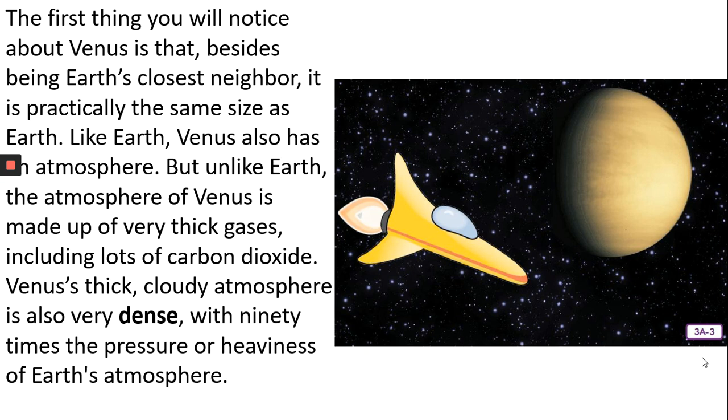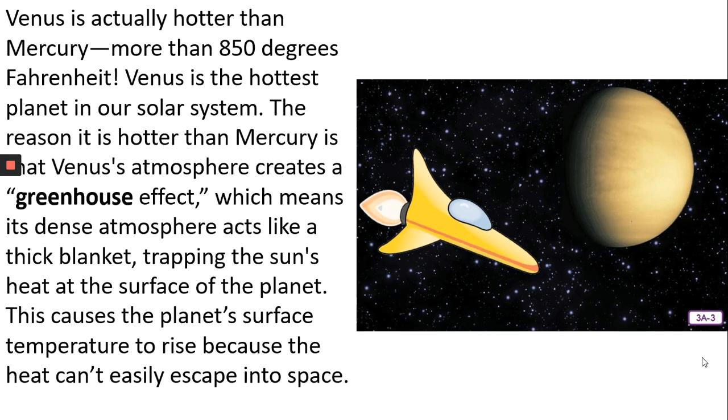The first thing you will notice about Venus is that, besides being Earth's closest neighbor, it is practically the same size as Earth. Like Earth, Venus also has an atmosphere. But unlike Earth, the atmosphere of Venus is made up of very thick gases, including lots of carbon dioxide. Venus's thick, cloudy atmosphere is also very dense, with 90 times the pressure or heaviness of the Earth's atmosphere.